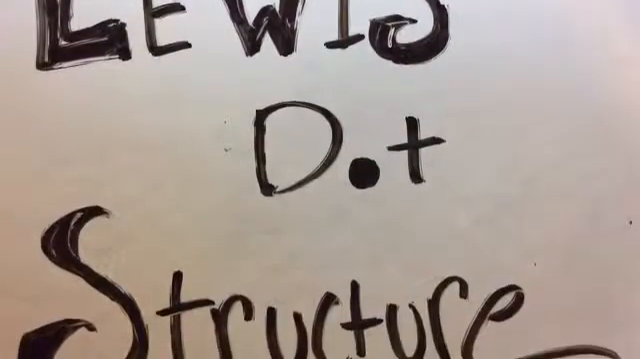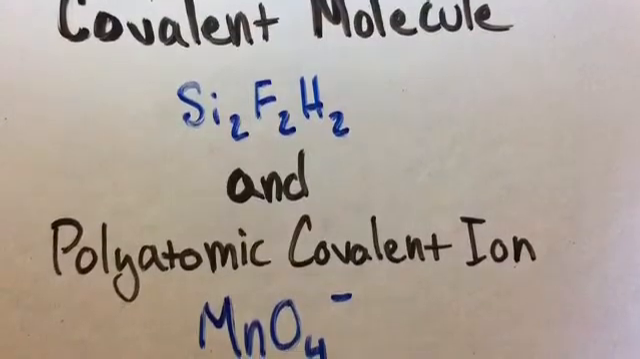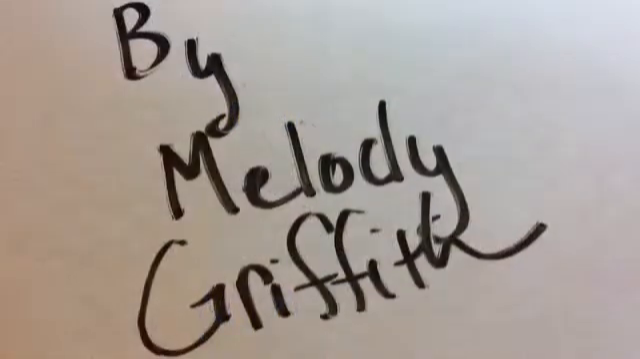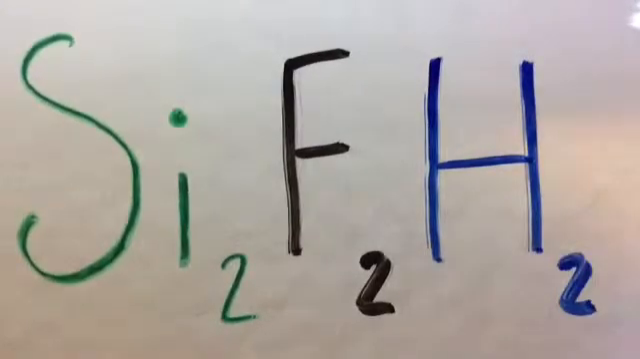Today I will be showing you the Lewis dot structure of a covalent molecule and polyatomic covalent ion. We will start with the covalent molecule, the simpler of the two.